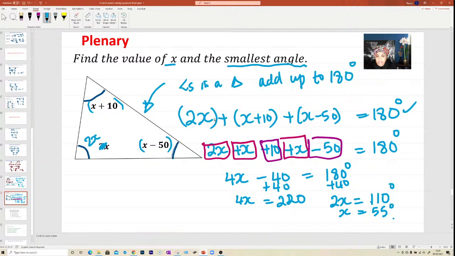Right, so that means this one here is going to be 2 times 55. This angle here, that's going to be 110. This one is going to be 55, take away 50, which is 5 degrees. And this one is going to be 55 plus 10, which is 65 degrees. Now you need to make sure you check, do they add up to 180 degrees? Well, 65 plus 5 is 70. 70 plus 110 is 180. So well done to all of you, you have done really well.